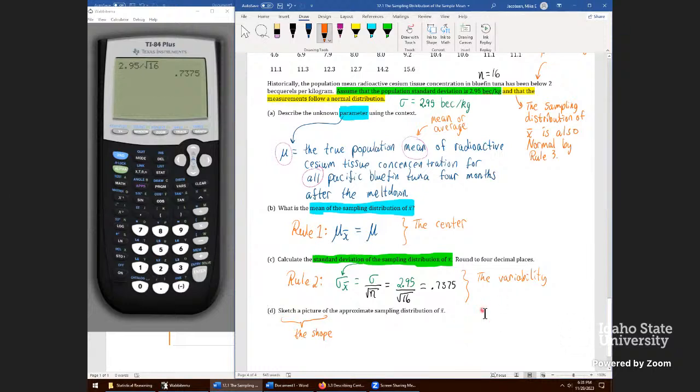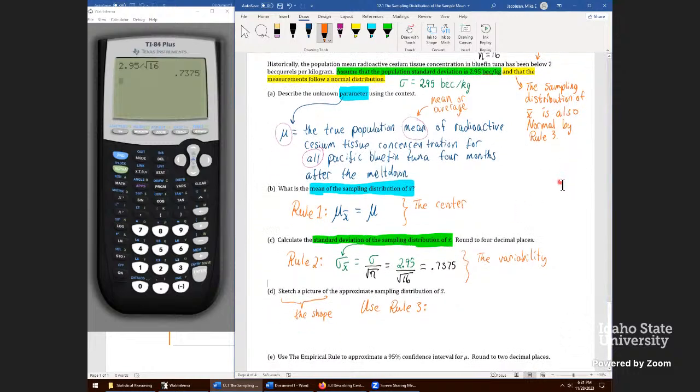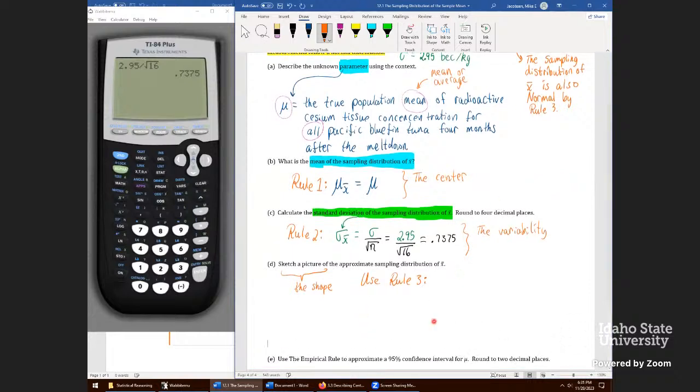Now, the way we're going to do this one is through rule 3. The reason we know we can use rule 3 is they said right here in yellow that the measurements follow a normal distribution. In other words, these 16 observations came from a normal distribution. We're claiming exactly normal. It's a bit of a lie, but we're going to run with it. And so rule 3 says the sampling distribution of X bar is also normal. And so its shape would look like this.